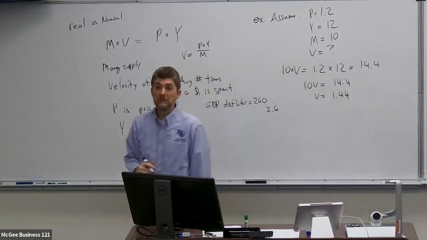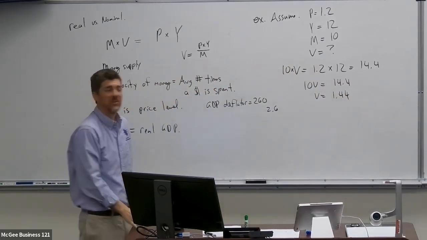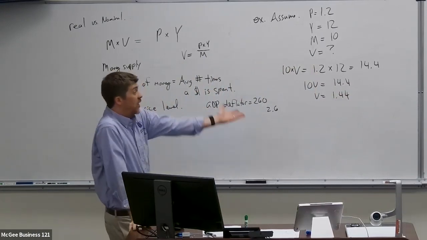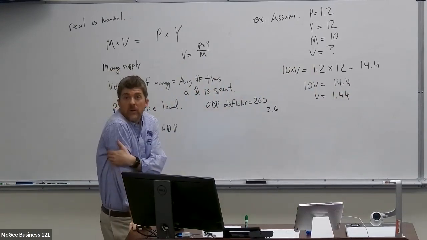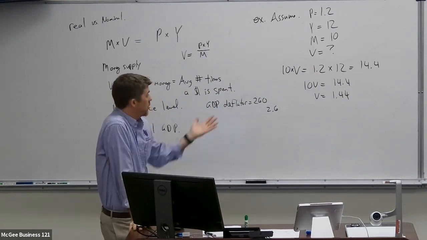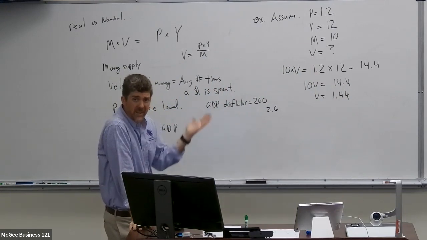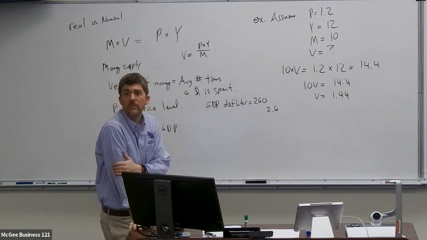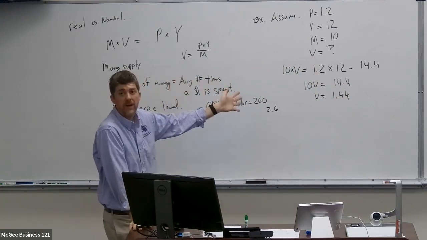Hopefully I did my math right there. On the board, it always looks wrong. So this says in a year, on average, every dollar bill is spent 1.44 times. It's spent more than one time. So that's velocity, and that's how you find velocity. Finding velocity is not too bad. Once you have this other data, we can find velocity.